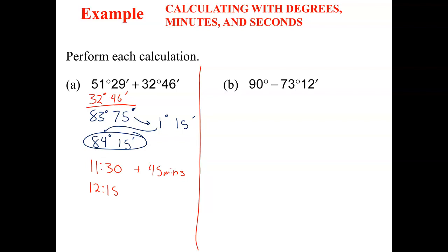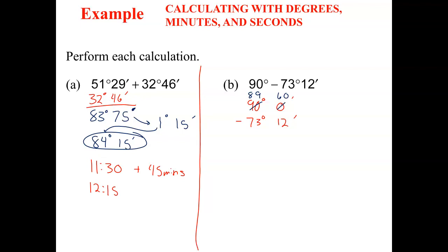Okay? Now, same thing with subtraction. But sometimes we have to borrow. So if I have 90 degrees and 0 minutes, and I want to subtract 73 degrees and 12 minutes, okay, if I subtract 12 from 0, I end up with a negative. So I need to borrow from the degrees. So I'm going to take 1 degree away, make it 89. And if I take away 1 degree, how many minutes is that going to be? 60. So I'm borrowing 1 degree to give me 60 minutes.